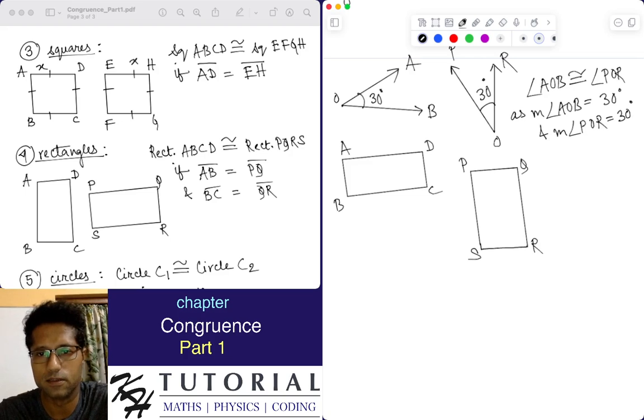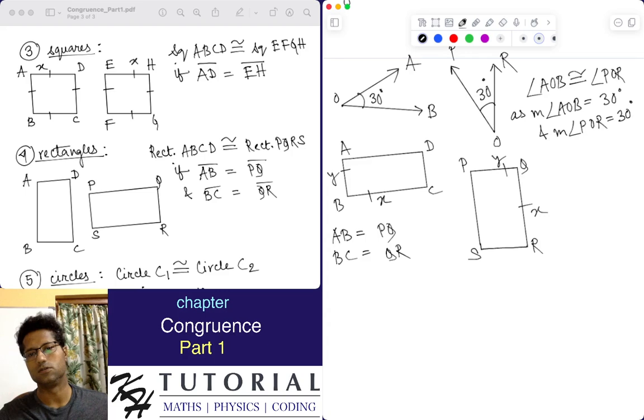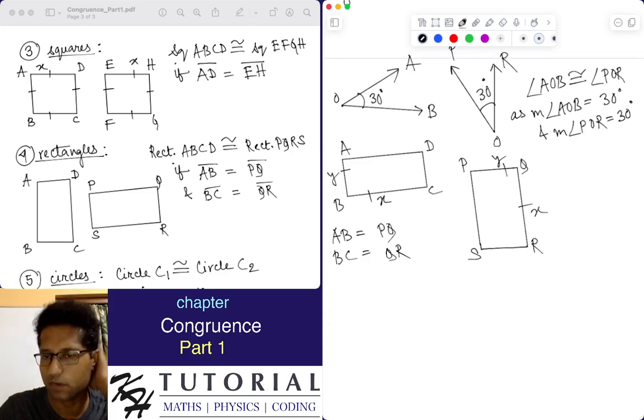Now these two rectangles are obviously congruent, because let's say the length of the left hand side rectangle is x and the breadth of the first rectangle is y, and also in this case the length is x and the breadth is y. So we know that AB is equal to PQ, and also BC is equal to QR. So definitely these two rectangles will be congruent.